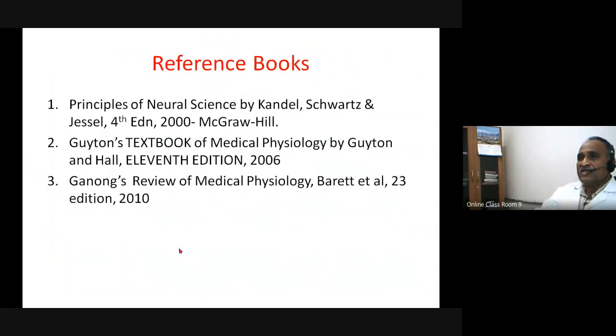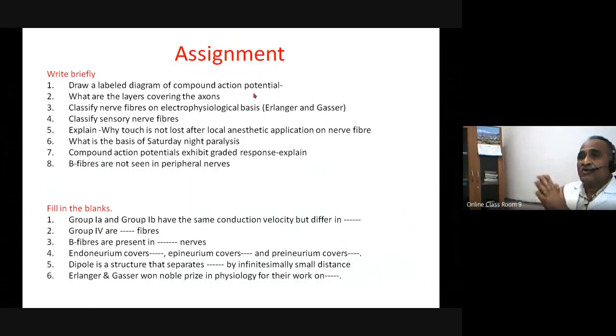Now, these are some of the books I had taken: Kandel's Neuroscience, Guyton's Textbook of Medical Physiology, the international edition, Ganong's Review, again the 2010 edition, and I have taken it from these books. Some of them I have got from the Nobel committee's report about the Erlanger Gasser publications. Now, I am trying to read about the assignments, and you can do it for yourself.